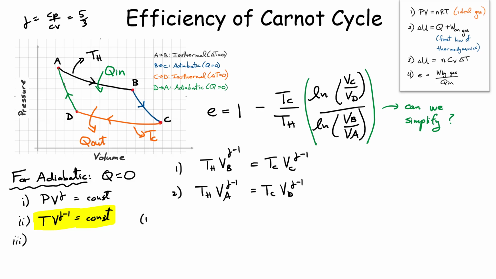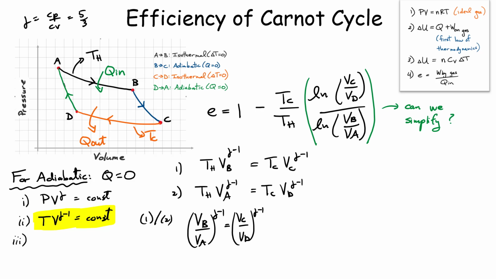Now, what if I take the ratio of both of those? Because all of these expressions involve ratios of volumes. Look what happens if I do that. The temperatures TH are going to cancel, and I'm going to be left with this: VB over VA to the gamma minus 1 has to be equal to VC over VD, also raised to the gamma minus 1.